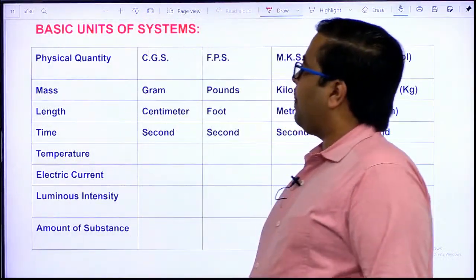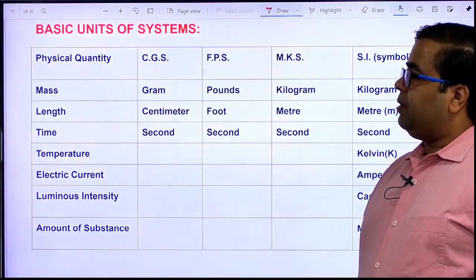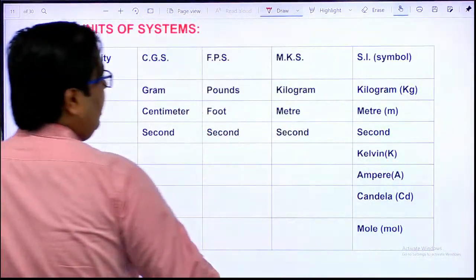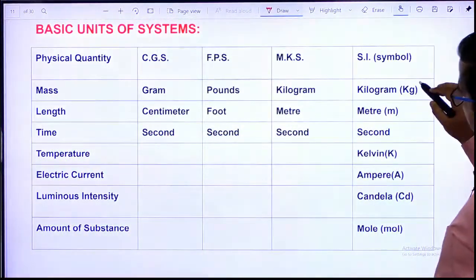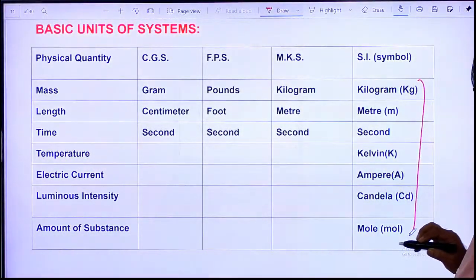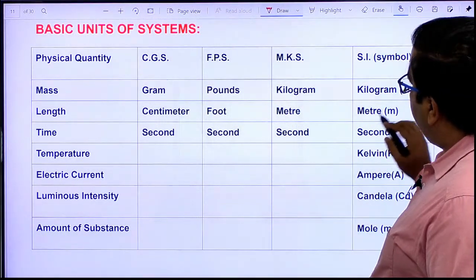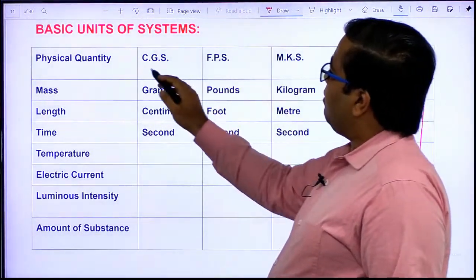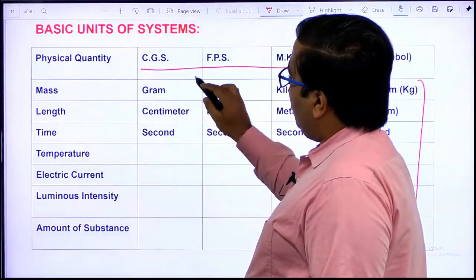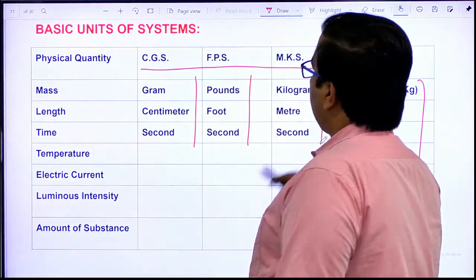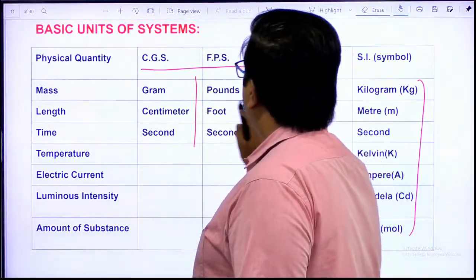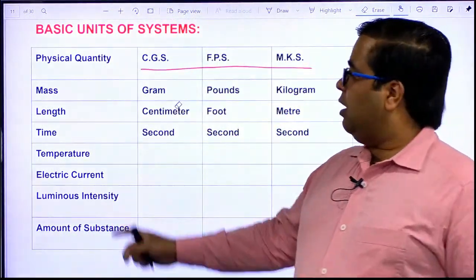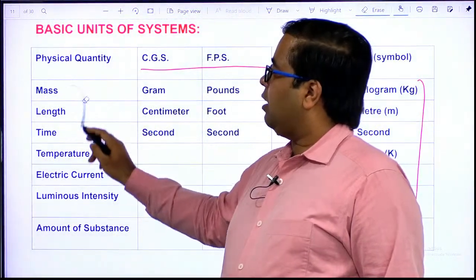Let's see this one. We have 7 physical quantities in SI, so in SI you have a unit for all 7. Why is it like that? Because we have 7 fundamental quantities. But in CGS, FPS and MKS you have only 3 units. That's why in these systems we had only 3 fundamental quantities: mass, length and time.